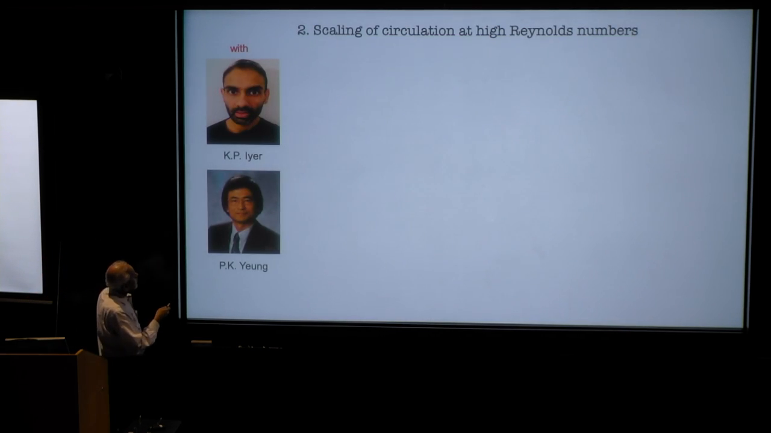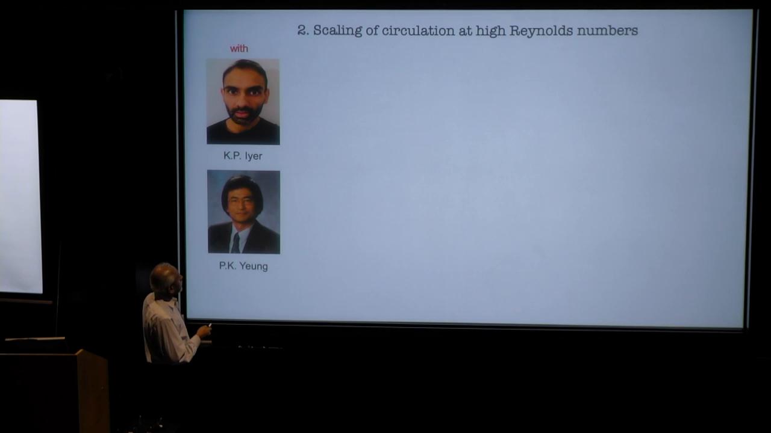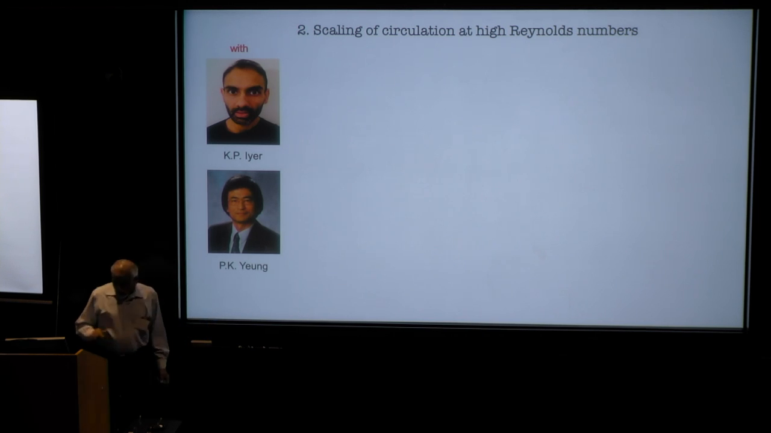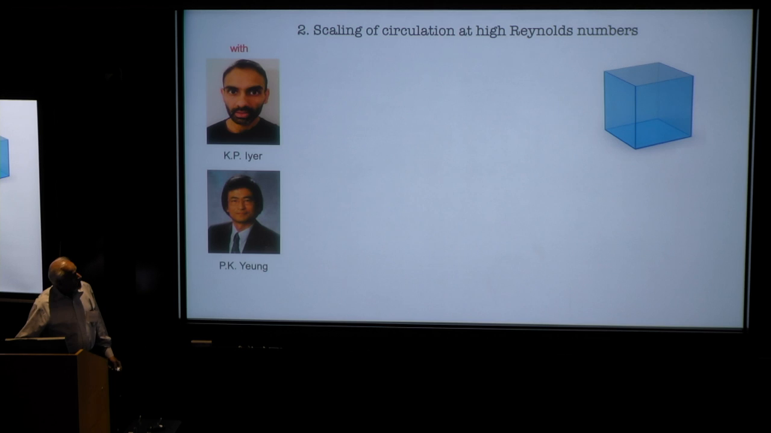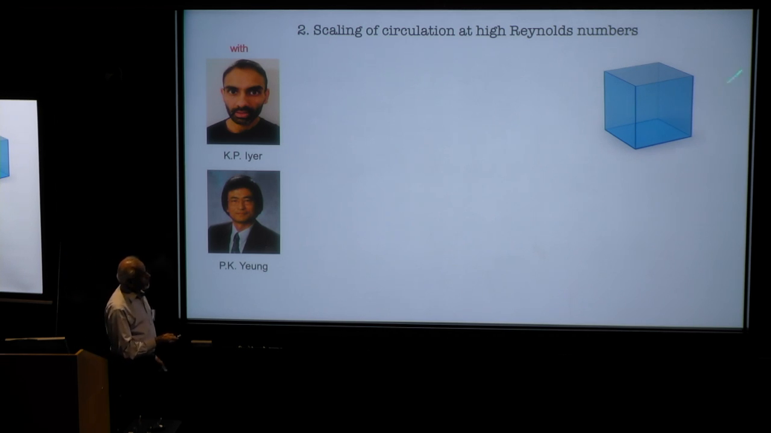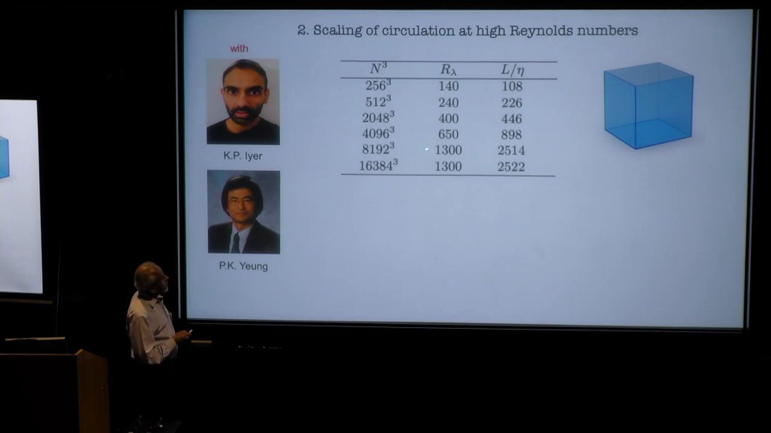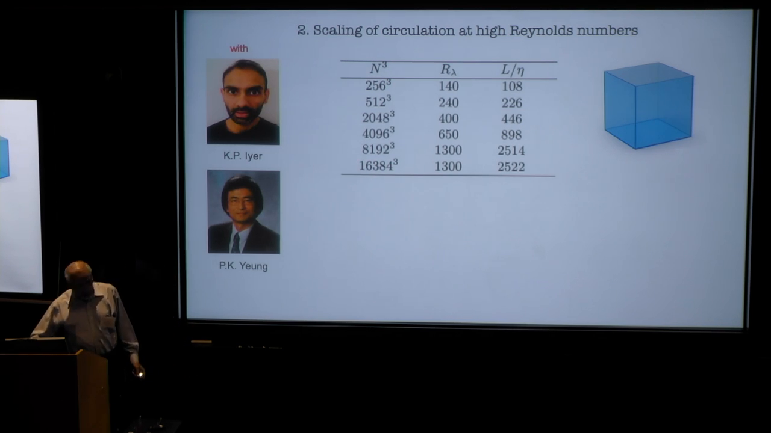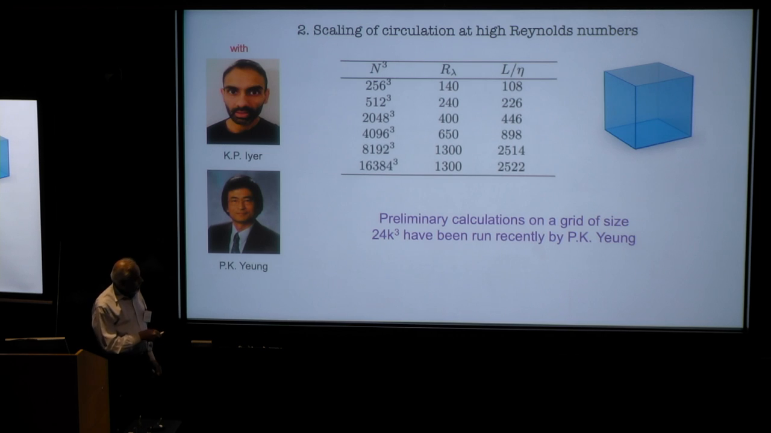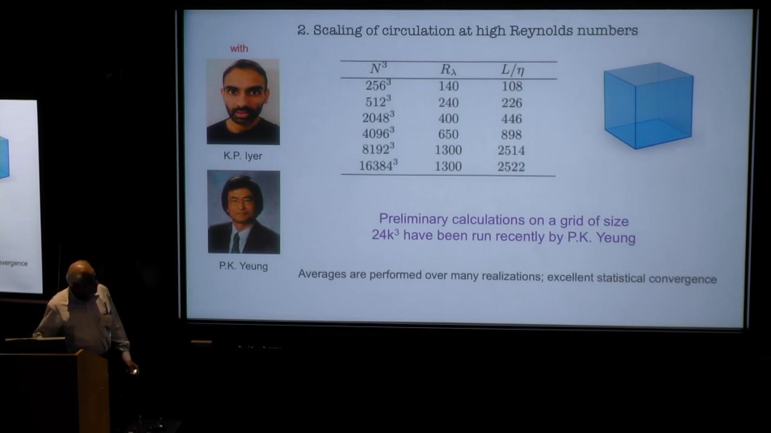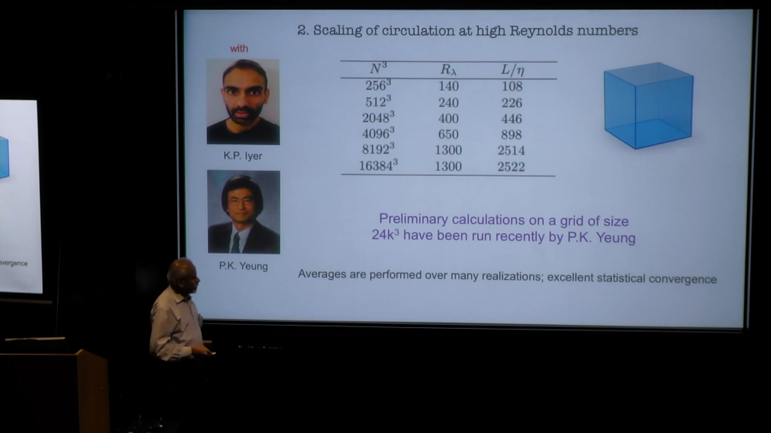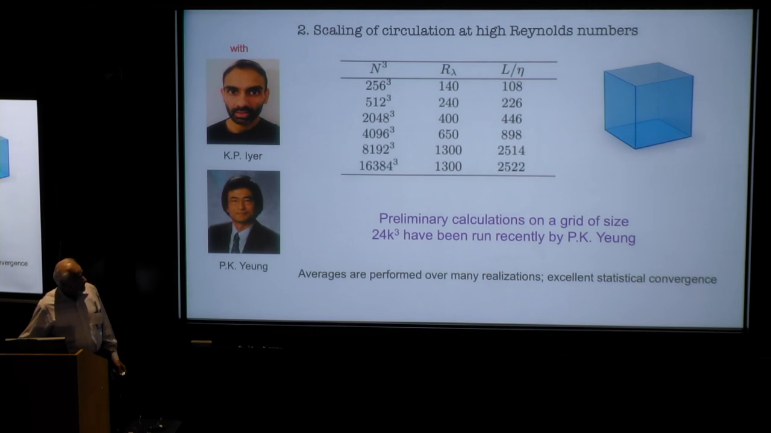So let's talk a little bit about circulation, the next point, high Reynolds numbers. Basically, the data for this comes from box-type turbulence again. And I want to mention to you that the number of grid points in the computational domain goes from 256 cubed to 16384. That's a really large computation. And PK has actually gone to 24K cubed now. And the averages are performed over many realizations, so you shouldn't worry about the statistical convergence and things like that.